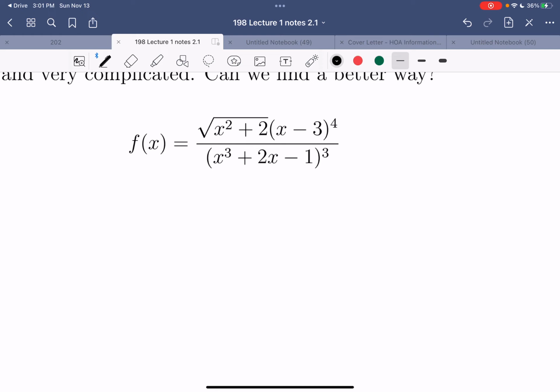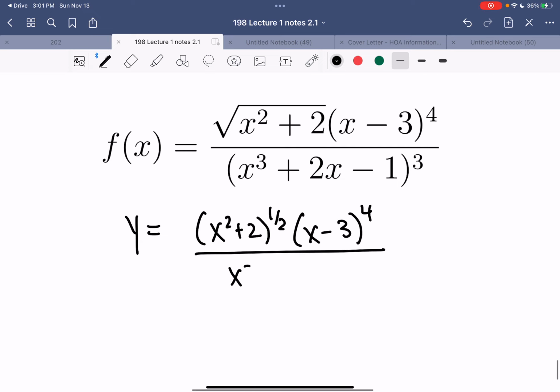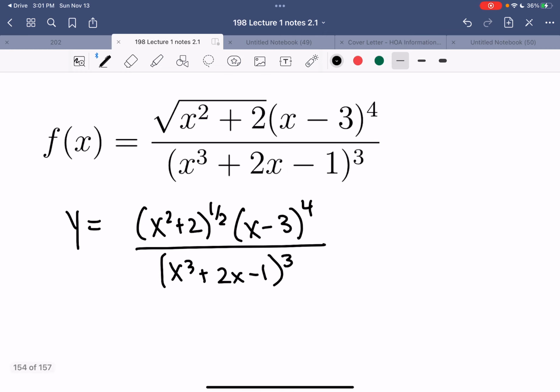And the first thing I'm going to do is change the f of x to a y equals. So I'm going to make this y equals (x squared plus 2) to the 1/2, times (x minus 3) to the 4th, all over (x cubed plus 2x minus 1) cubed. Okay, so all I did was change the f of x to a y.